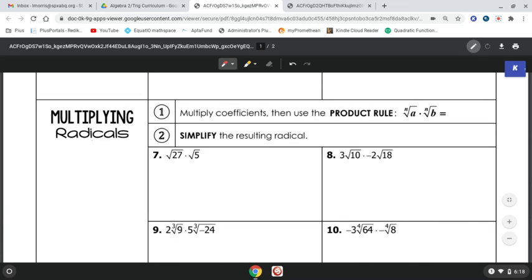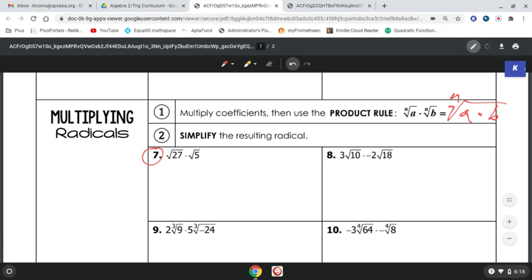So when you're multiplying, to me, multiplying's far easier. I think adding and subtracting is the most difficult because you have to simplify at the start. But with multiplying, there's really no simplifying that you have to do. You can just multiply these. So the steps for doing this is to multiply the coefficients of your radicals, then just use the product rule, which says if we have two radicals that we're multiplying, all we do is just multiply a and b, or whatever is under our radical.